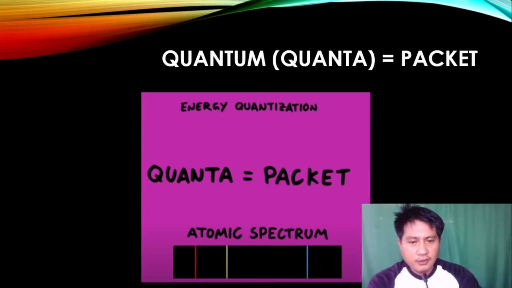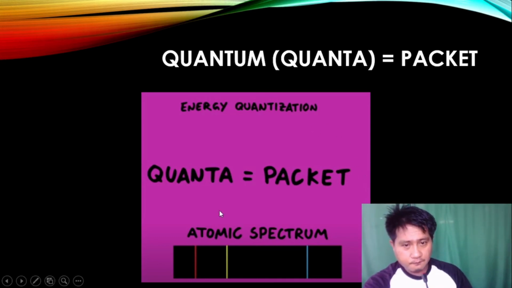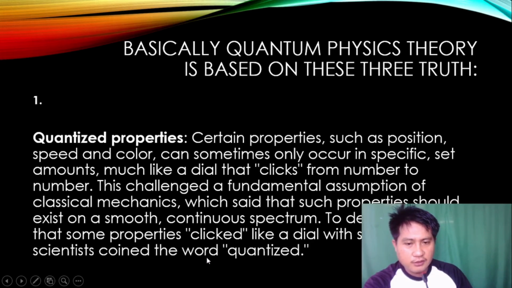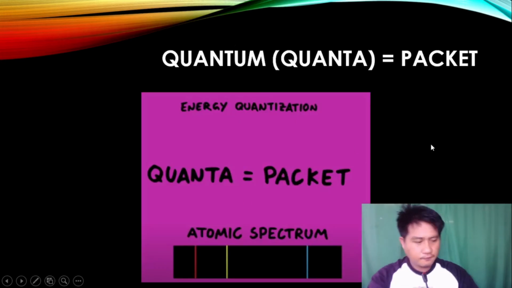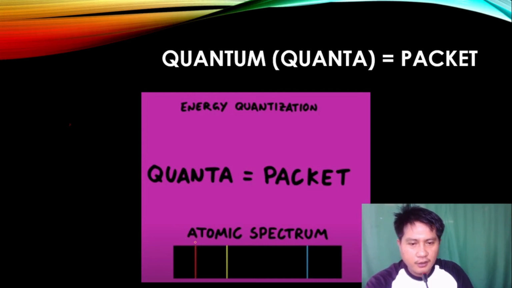So in an atomic spectrum, there are these packets, as you can see in this representation of the atomic spectrum. There are these packets here below. These are what quanta means, or a packet.